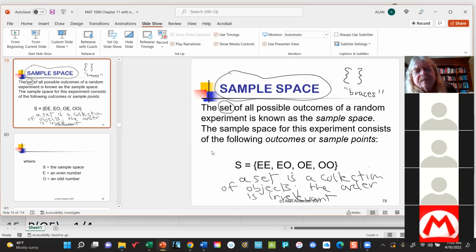Okay, now, having said all that, we're going to need to take a bit of a detour into an area that you've seen before, but maybe not for a while. And that area is called set theory.